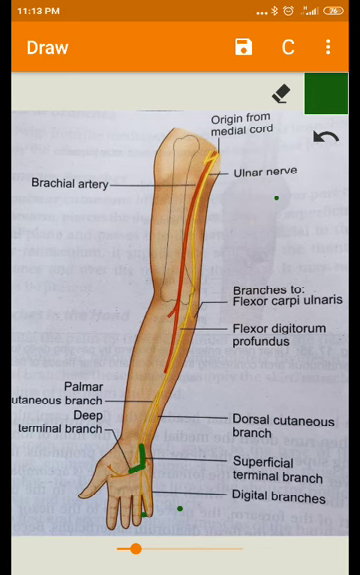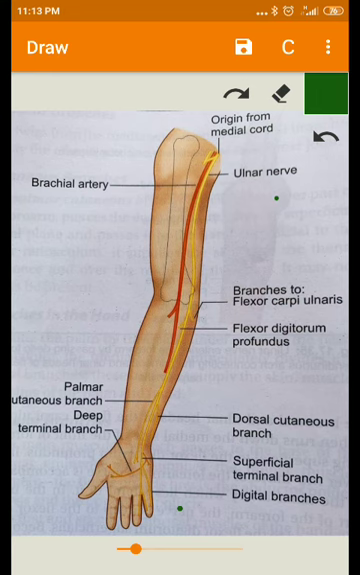So this ulnar nerve is also called the musician's nerve, because the maximum number of intrinsic muscles are supplied by this ulnar nerve. Now we will see the branches of this ulnar nerve.